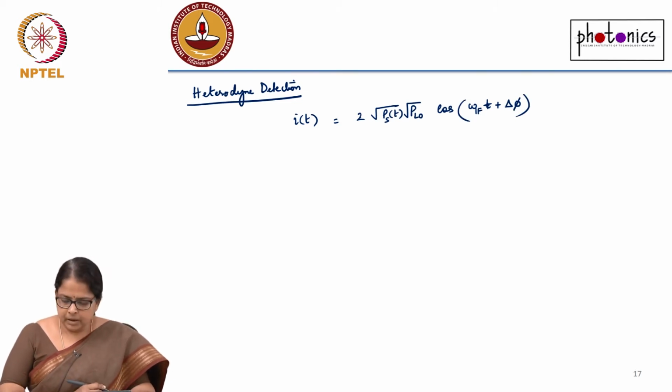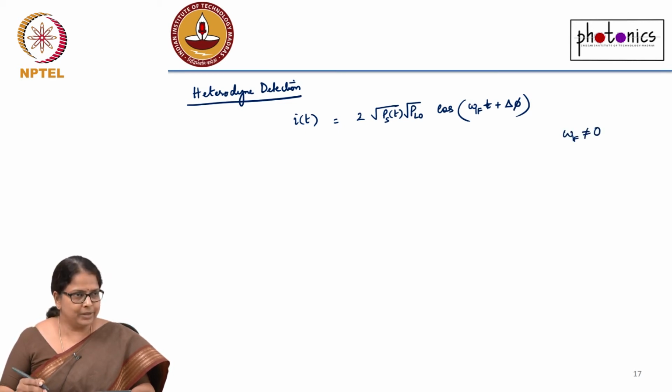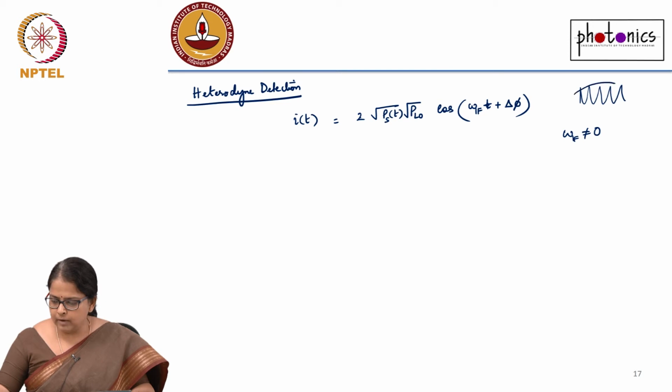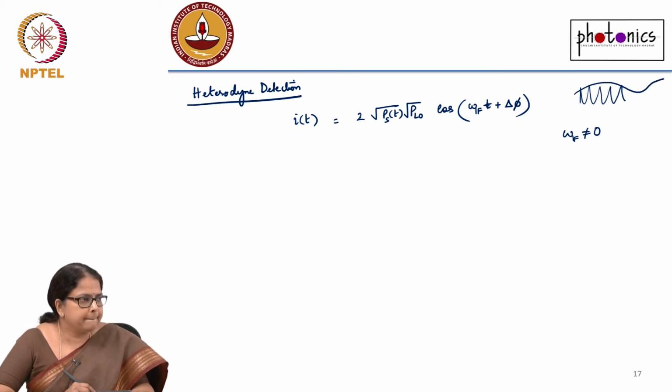Now for heterodyne detection, omega IF is not equal to 0. So essentially I can visualize that there is an IF frequency over which my signal is appearing as a modulation. This is my data which is appearing as a modulation over my IF frequency.